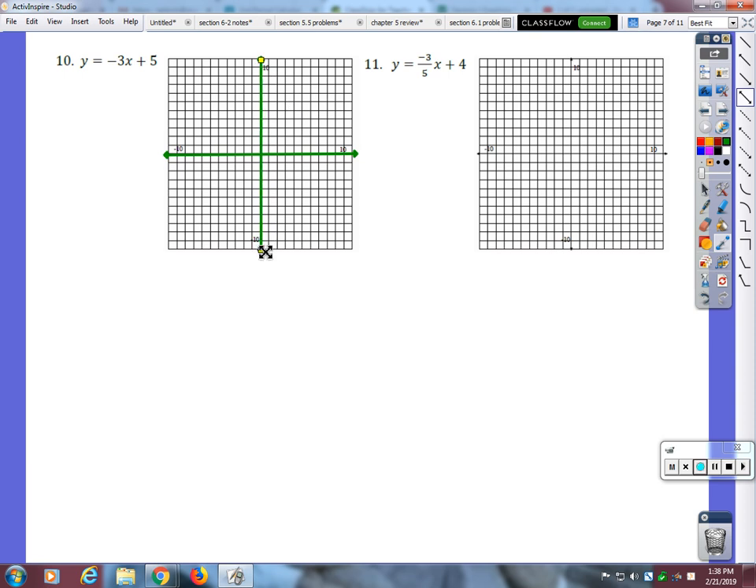Okay, so hopefully you guys have the graph drawn. 1, 2, 3, 4, 5. Okay, what am I doing? This one has a negative slope, so it's going down. And then this one over here has a negative slope and it's a fraction. We'll start at 4 and go down.